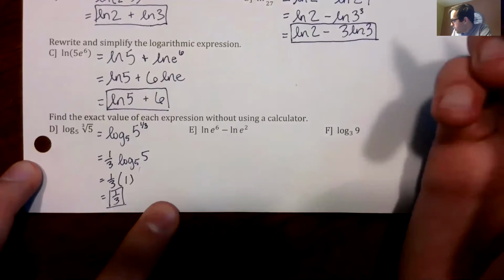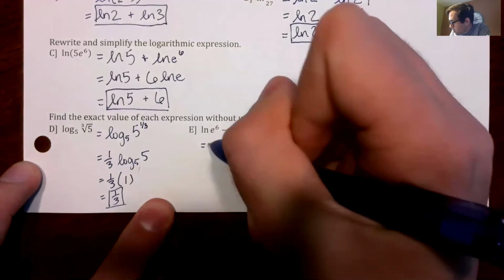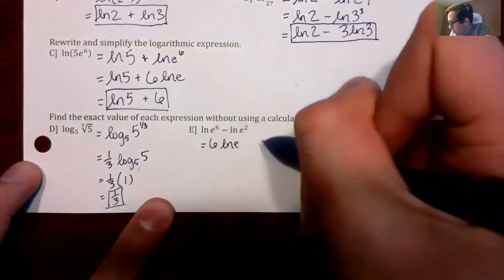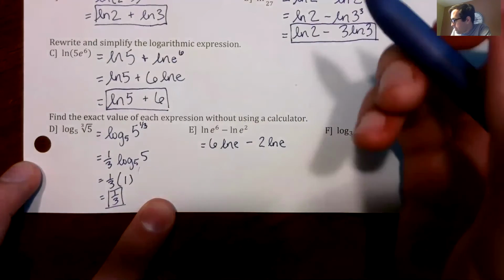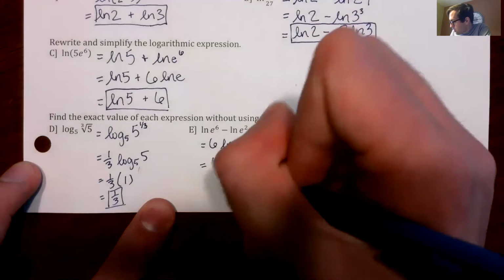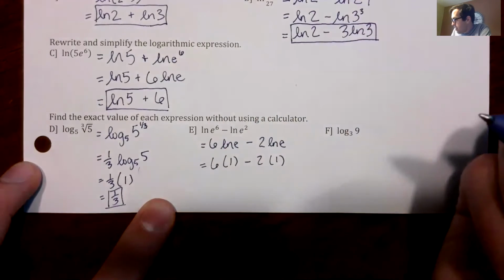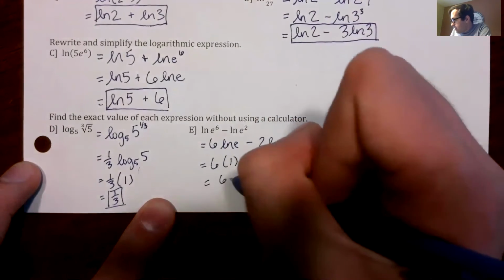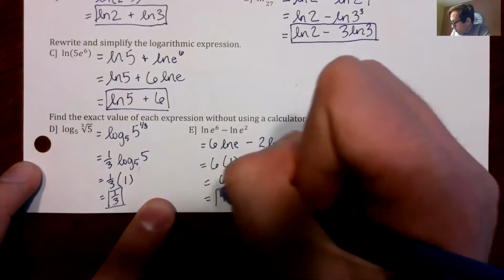In letter E, I am going to bring both of these exponents down as coefficients. And now we have natural log of e's, which become 1. So this is really 6 times 1 minus 2 times 1. And that is obviously 6 minus 2. And so we get 4.